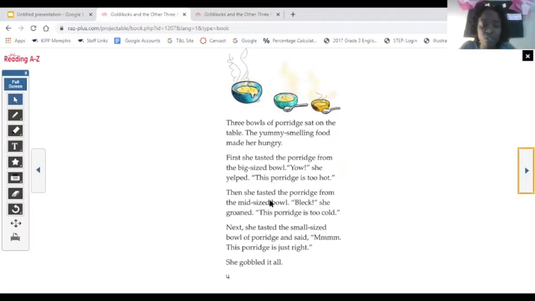Then she tasted the porridge from the mid-sized bowl. Bleep! She groaned. This porridge is too cold. Next, she tasted the small-sized bowl of porridge and said, this porridge is just right. Awesome. She gobbled it all. Gobbled means she ate it really quickly.